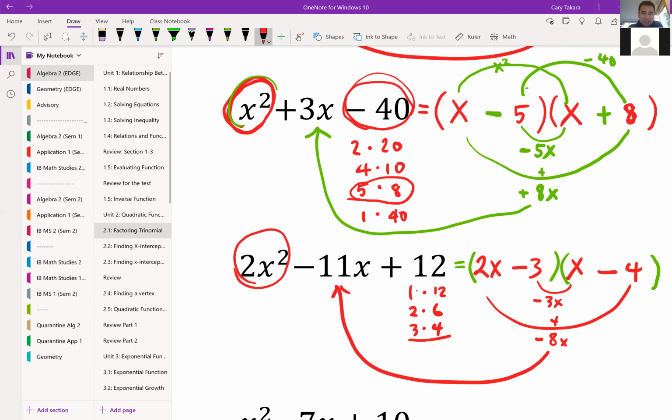And that makes sense because let's double check, okay? The last step is just to double check. Does 2x times x give you 2x squared? Yeah, you get 2x squared. Does negative 3 times negative 4 give you positive 12? Yes, negative times negative is a positive 12. So that's it. So you just factor it as 2x minus 3, x minus 4.